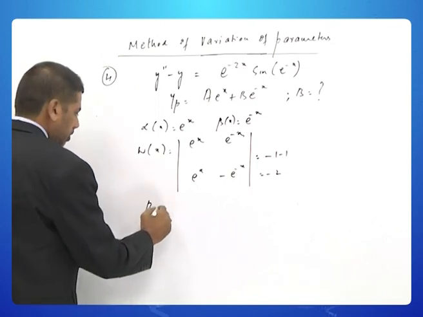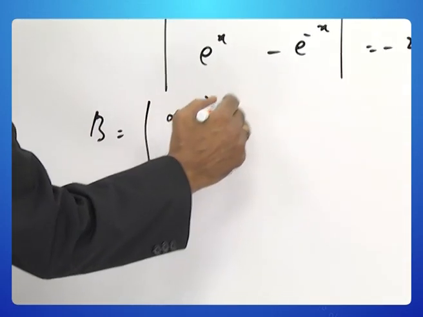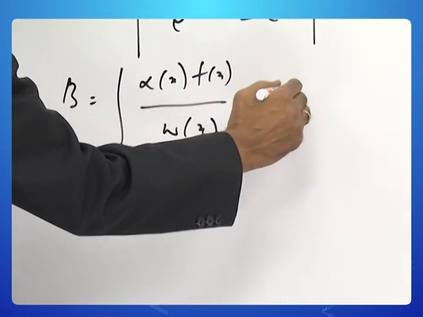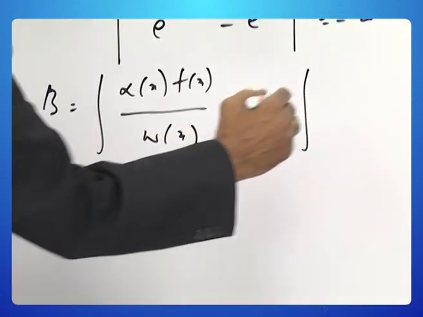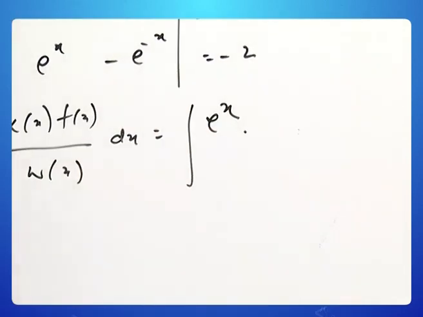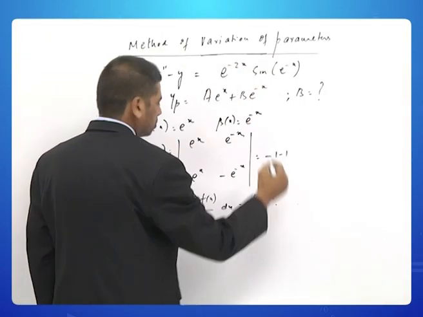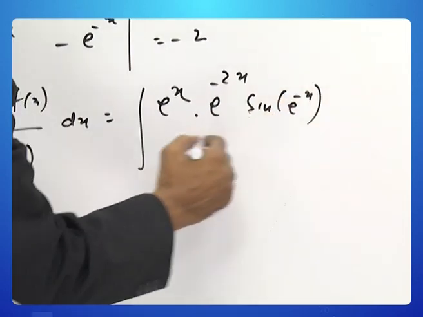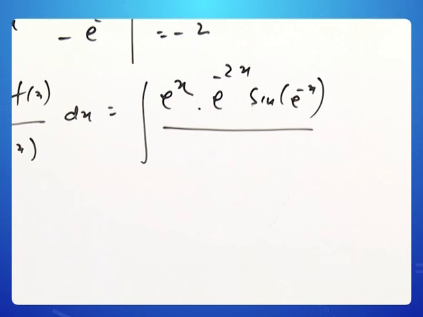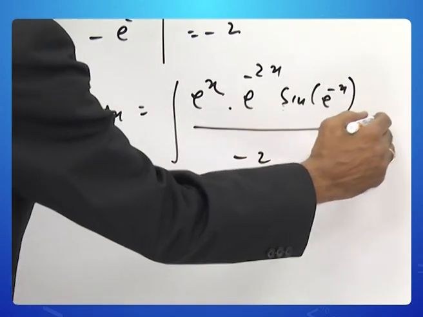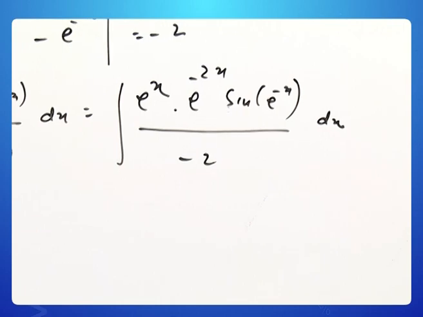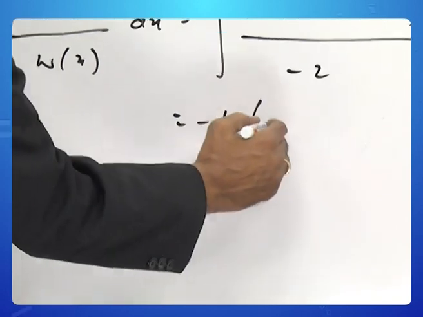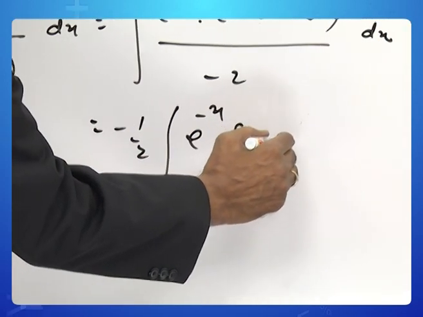So b is equal to integral alpha x f x divided by the Wronskian. Alpha x is e power x, f x is this right hand side, so e power minus 2x sine e power minus x, by the Wronskian is minus 2. So if you simplify, you will get minus half e power minus x sine e power minus x.